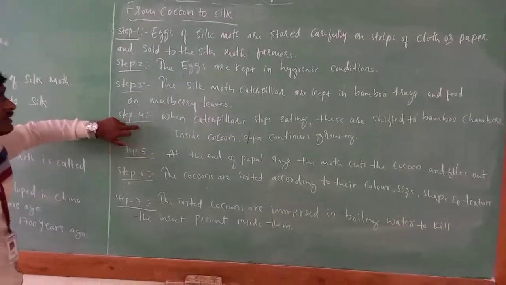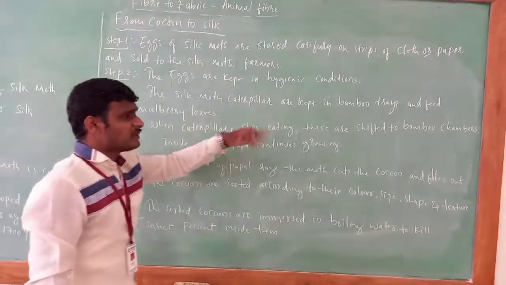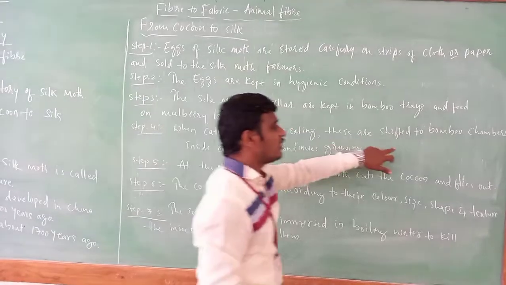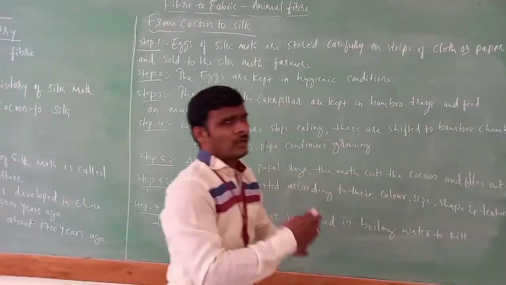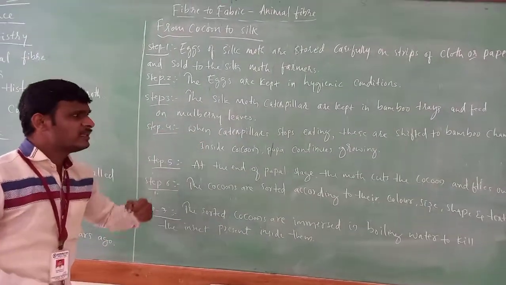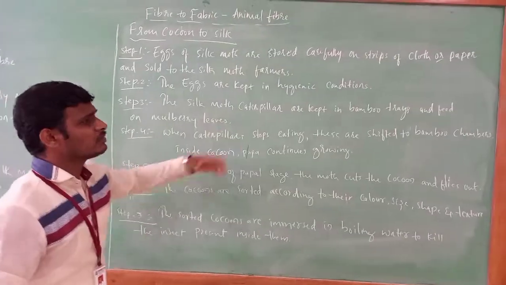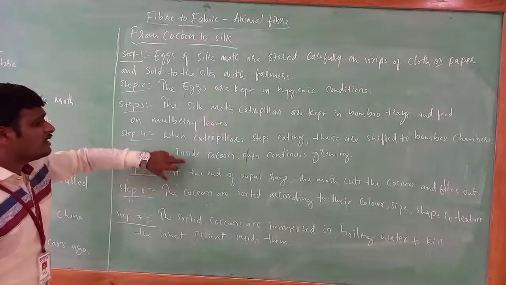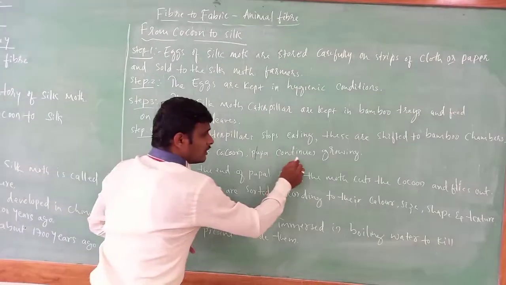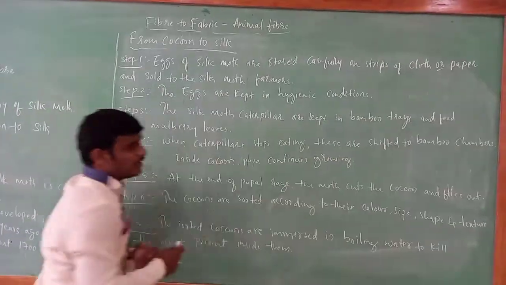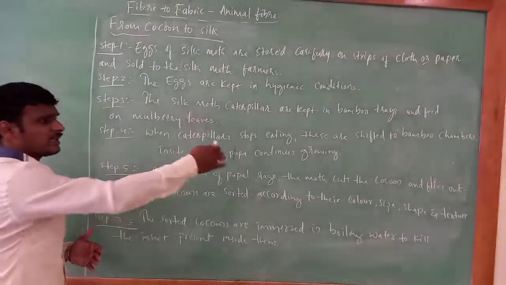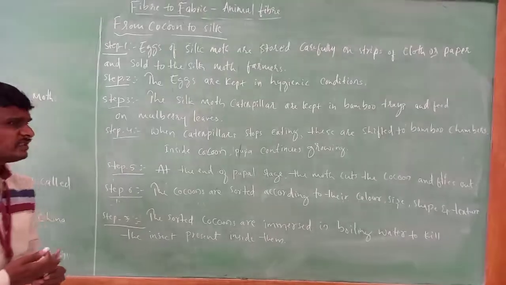So fourth step is when the caterpillar stops eating. When it stops feeding, these are shifted to the bamboo chamber. Inside the cocoon, the pupa is continuously growing. So inside that cocoon, the pupa continues its growth. So that is stage 4.